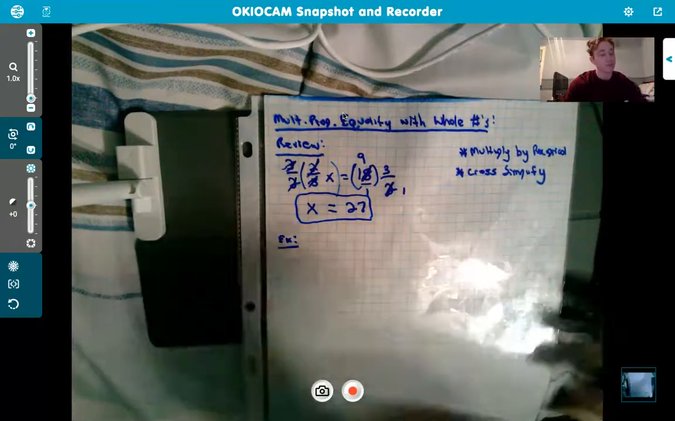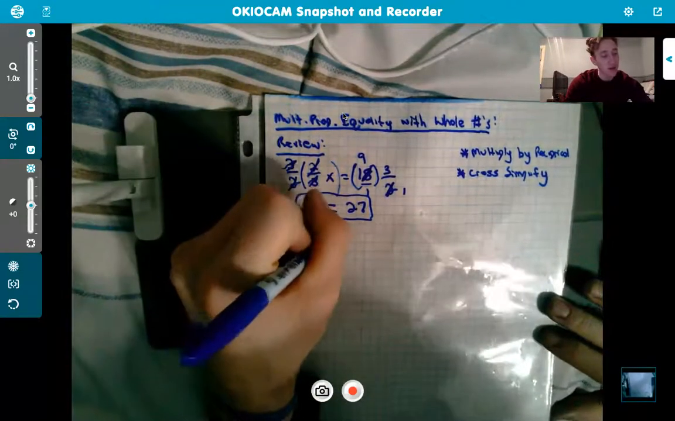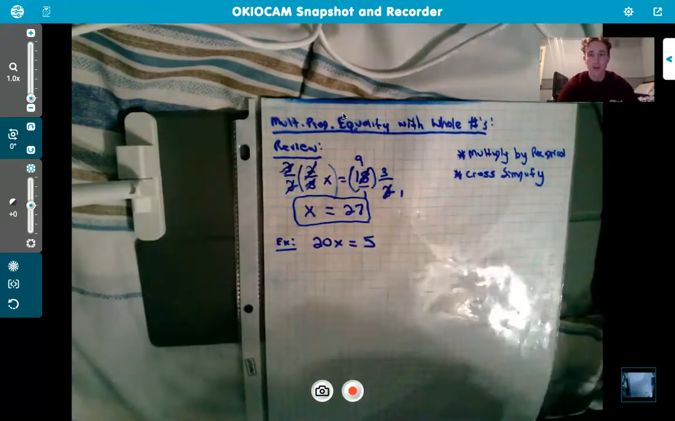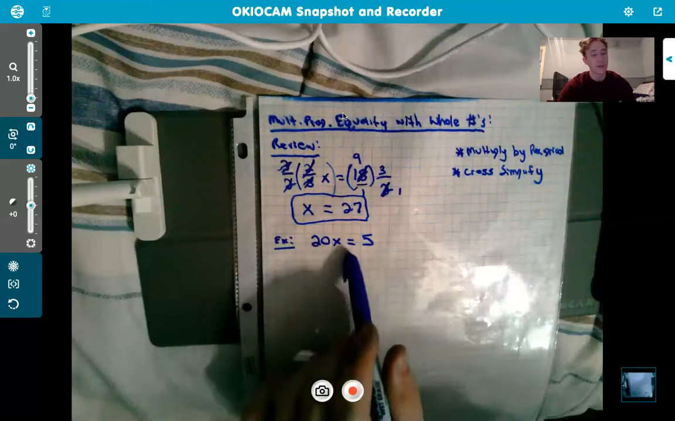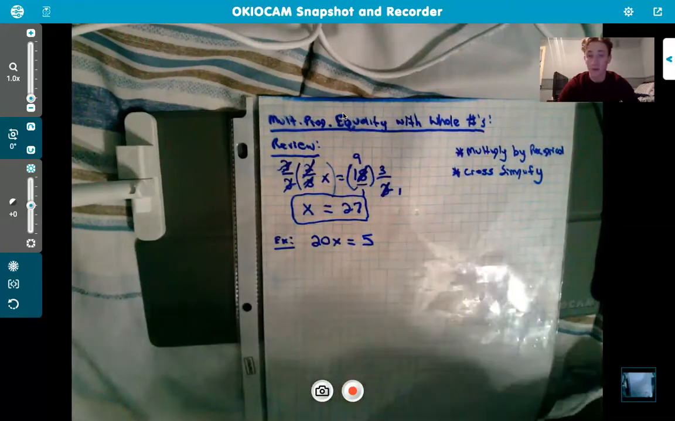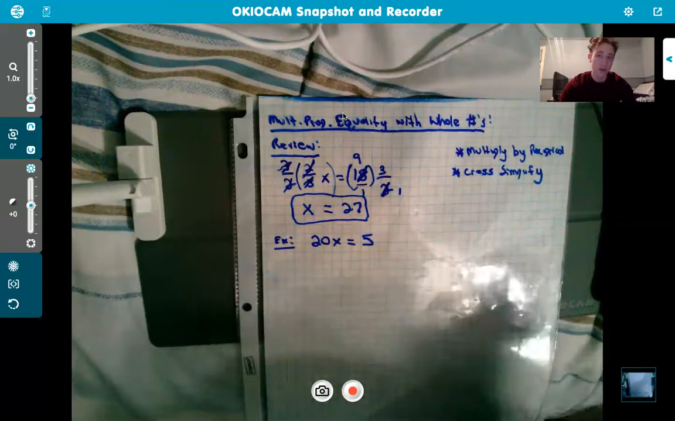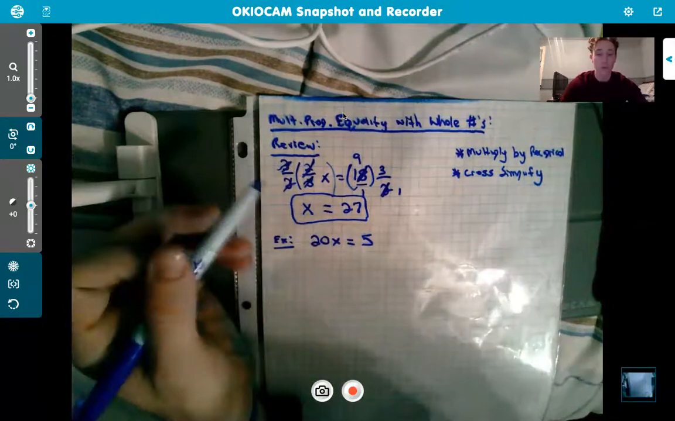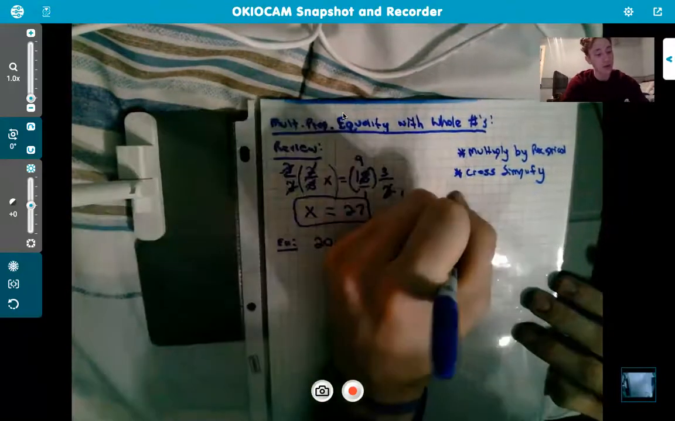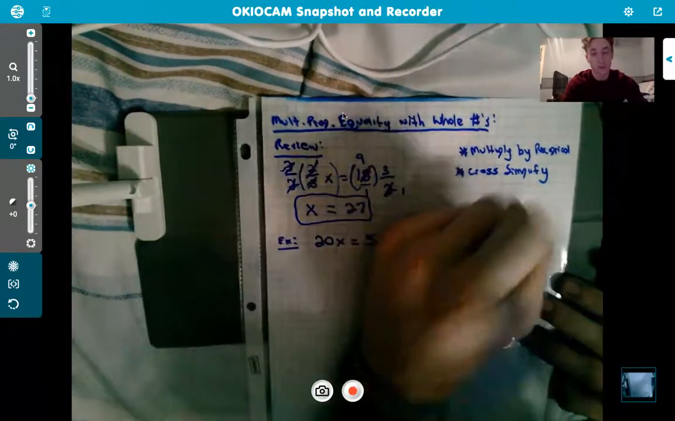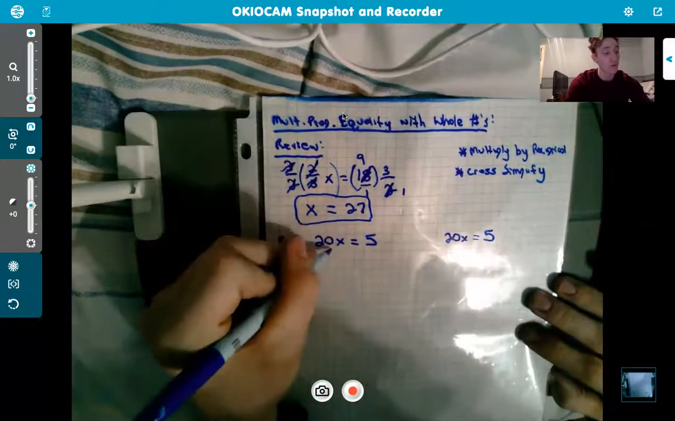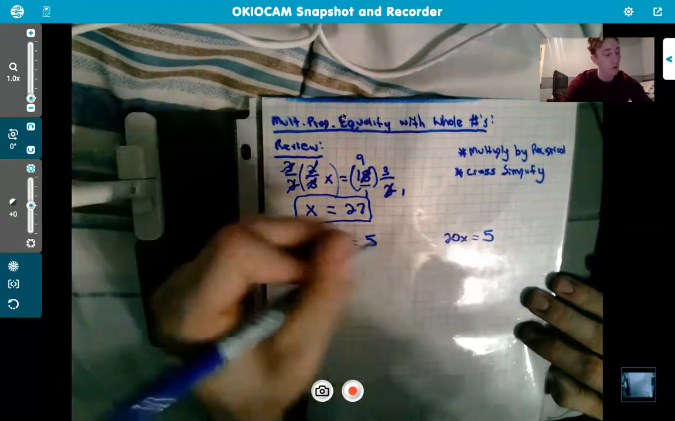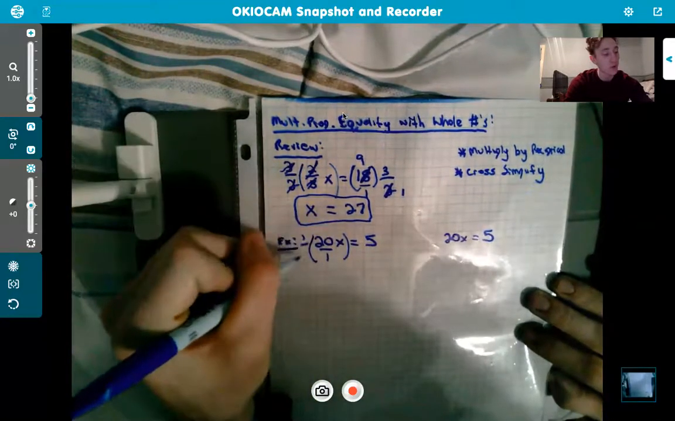So for example, I might have a case where I have 20x is equal to 5. And you're saying to yourself, okay, well, 20 is not a fraction. It's not something that I've dealt with before. Well, the note that I just made verbally is that I can multiply this by the reciprocal to start, and I'll show it both ways here. Remember, 20 or any whole number is just 20/1. Any whole number is that number over 1. I can multiply this by 1/20.